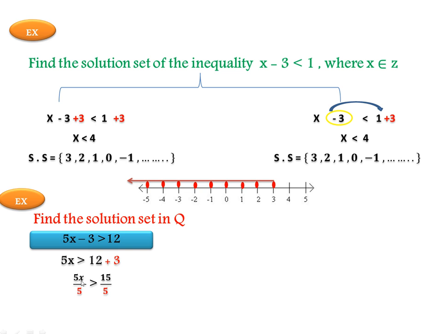Now we have 5x, which is multiplication, so to keep x by itself we divide both terms by the same number, 5. The 5 cancels with the 5, leaving x by itself, and 15 divided by 5 is 3. So x is more than 3, and the solution set is all numbers more than 3 in Q.